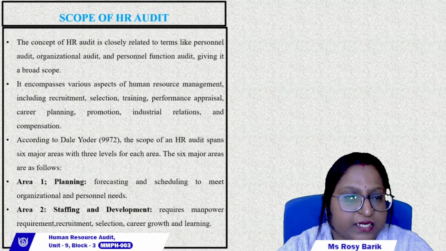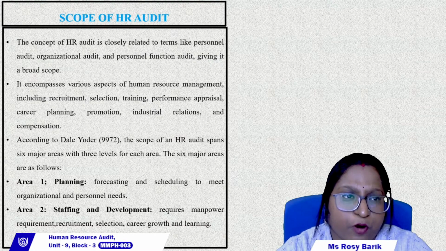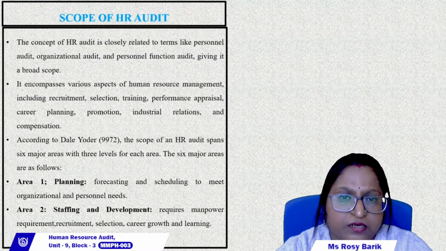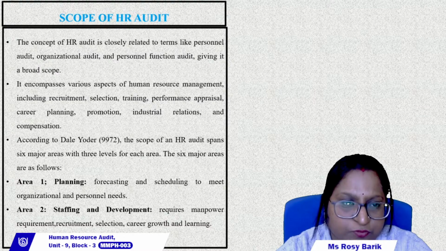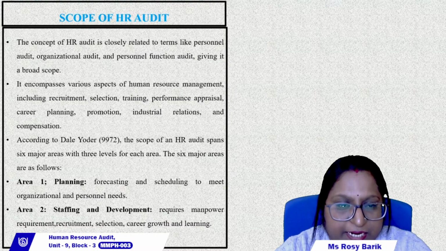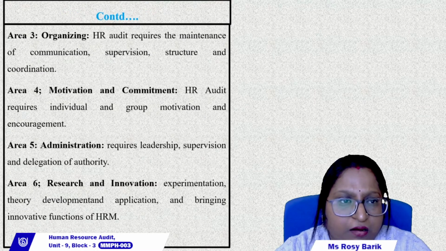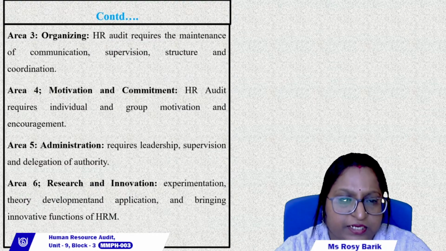What is the scope of HR audit? In common parlance, the concept of HR audit is closely related to terms like personnel audit, organizational audit, personnel function audit, giving it a broad scope. It encompasses the various aspects of human resource management, including recruitment, selection, training, performance appraisal, career planning, promotions, industrial relations, and compensation. According to Dale Yoder, 1972, the scope of HR audit spans six major areas with three levels for each area. The six major areas are: 1, planning; 2, staffing and development; 3, organizing; motivation and commitment; administration; research and innovation.